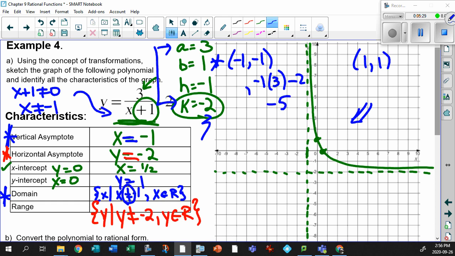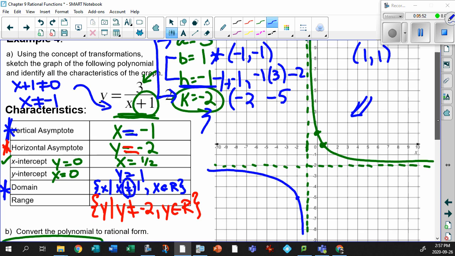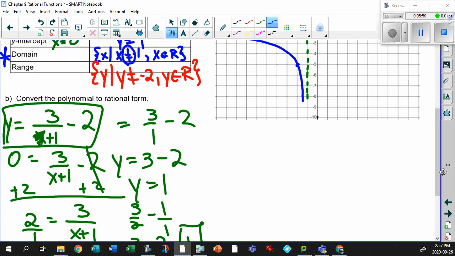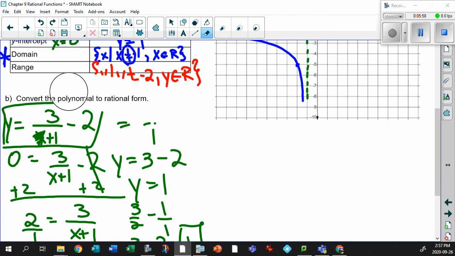Okay, now what's the other point? All right, there's the B and H. Negative 1 times 1 is negative 1, plus a negative 1 for your H value gives us a minus 2. So your other point is at (-2, 5), which is right here. And now look, you can fairly accurately draw that one as well. There's your graph.